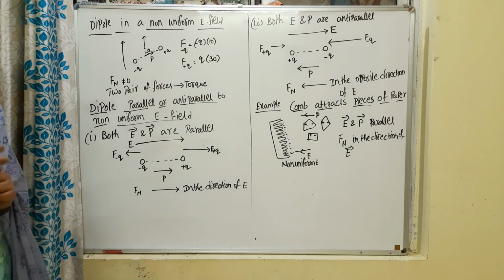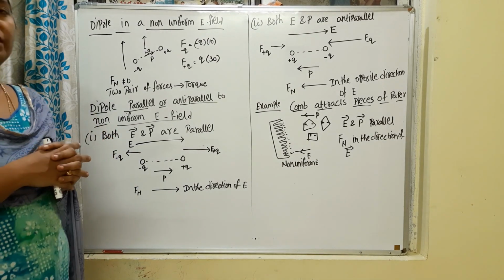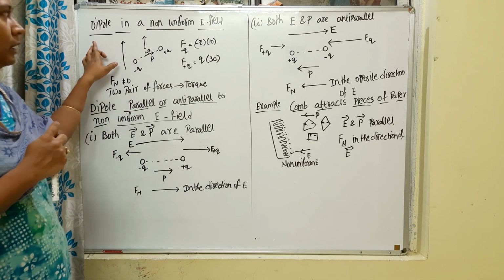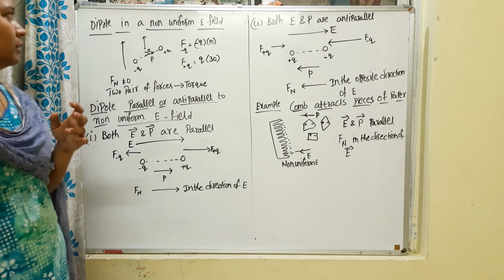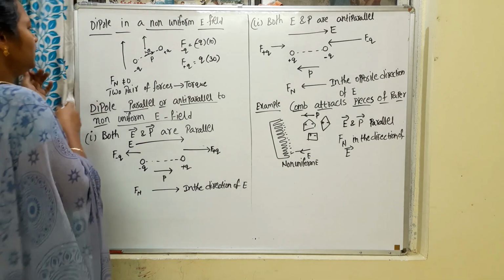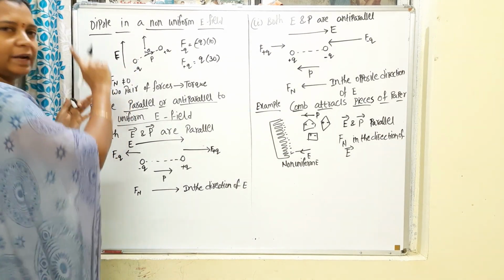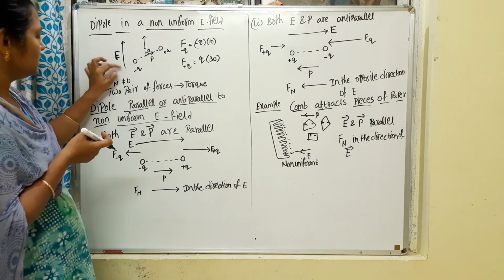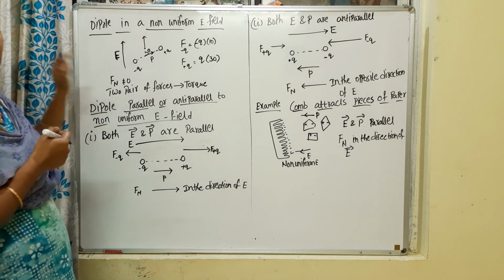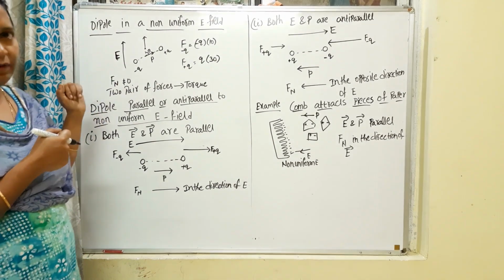So if a dipole is kept in a uniform electric field, we observe the dipole is trying to align in the direction of the electric field. Suppose a dipole is kept in a non-uniform electric field. Let us say this is indicating the electric field pointing in the upward direction, and this arrow indicates the magnitude of the electric field goes on increasing from point to point. So it's a representation of the increasing electric field.